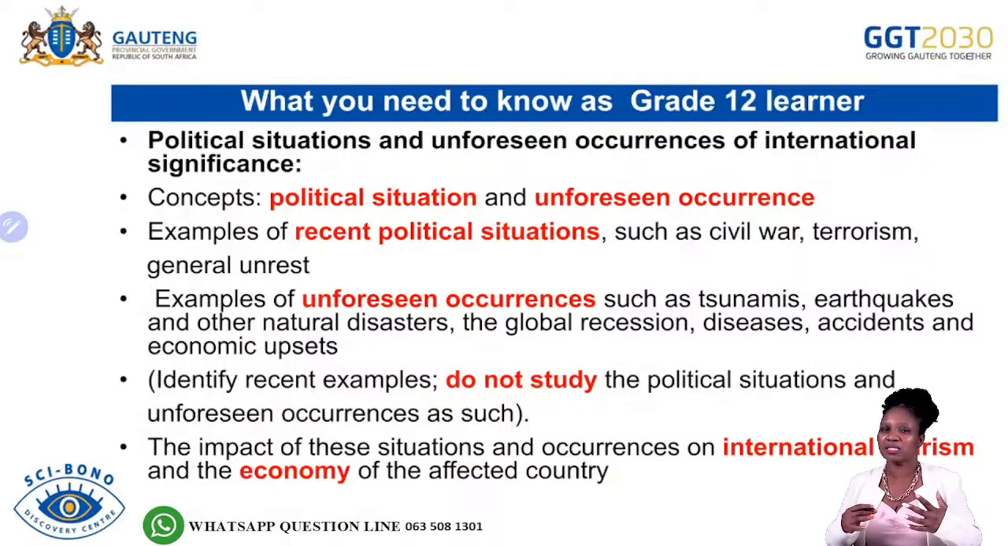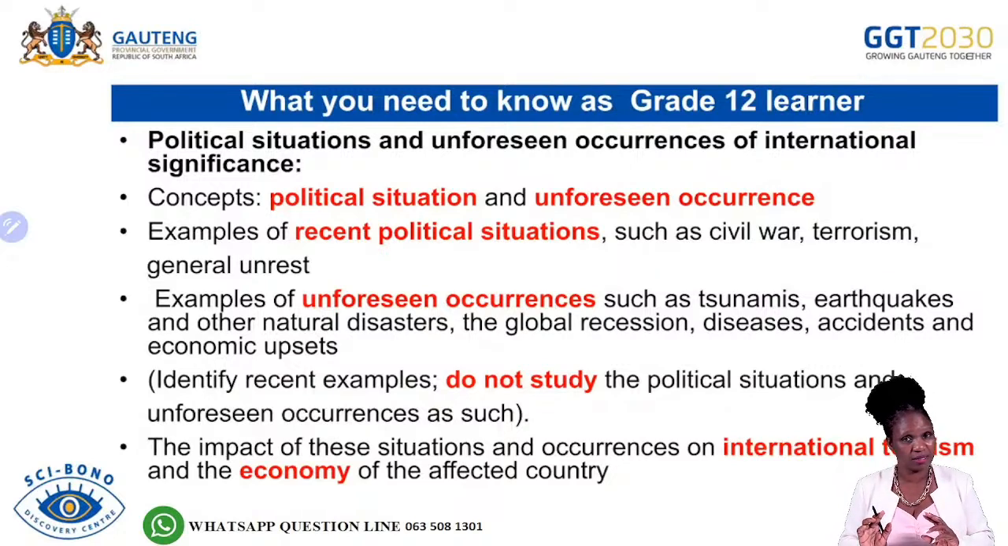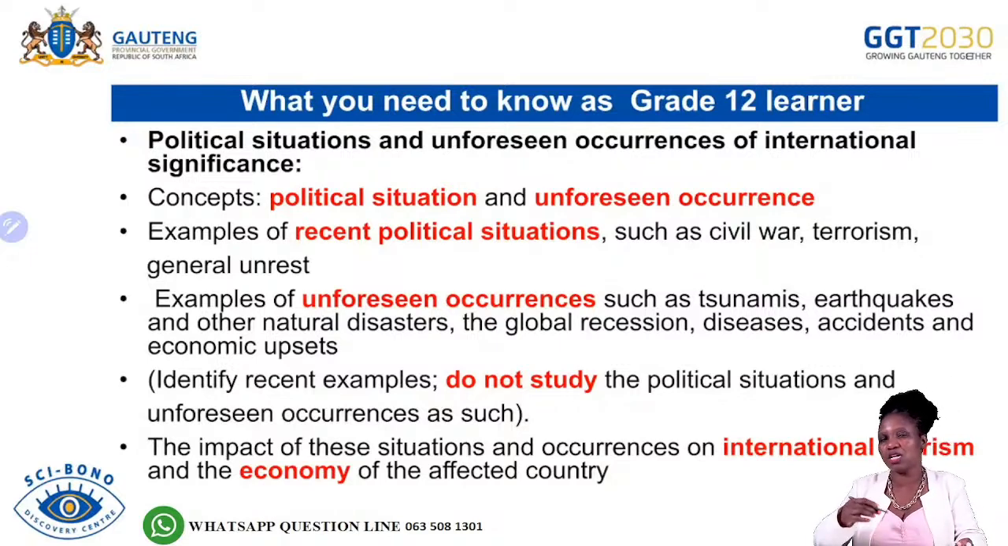Because the tourists cancel their flights, they cancel their holidays because of general unrest. Do you get it? Good. All right. And then we've got unforeseen occurrences. These are occurrences that take place, but they are unforeseen. No one is prepared for them. We've got unforeseen occurrences like tsunamis, earthquakes.